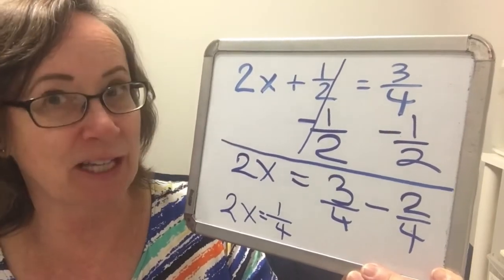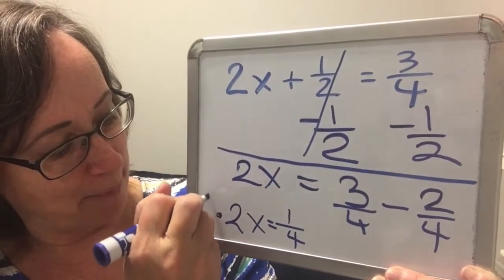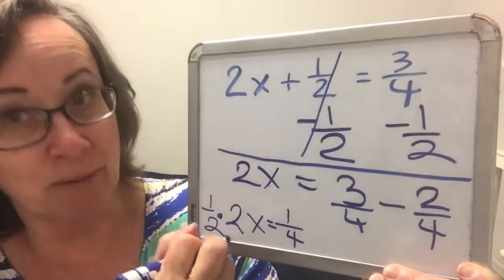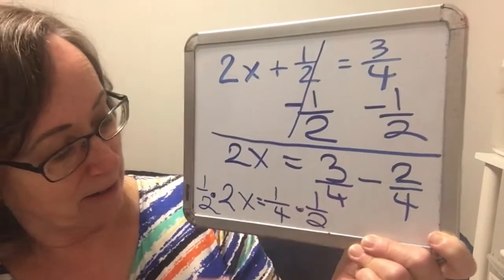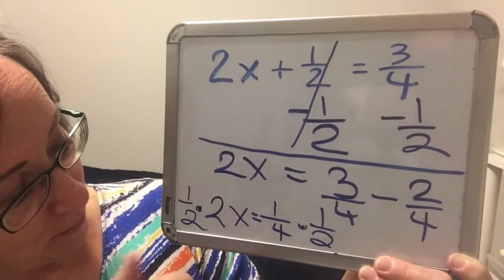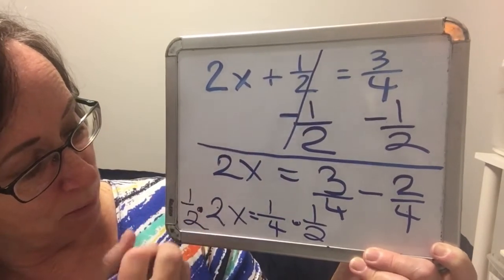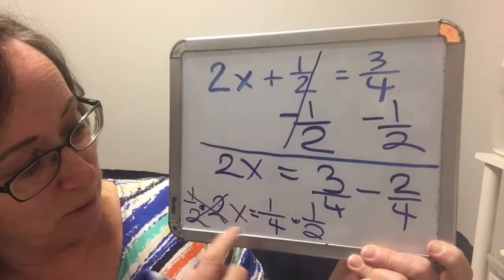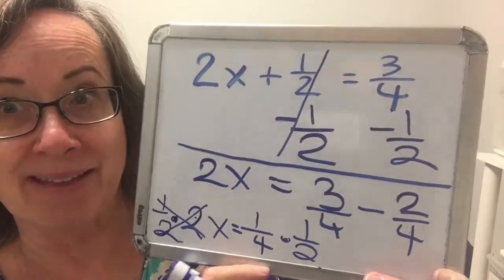Okay, so division is multiplication by a reciprocal. So we're going to multiply by 1/2 to get rid of the 2, and we're going to multiply by 1/2 over here too, to do the same thing to both sides. So now 2/1 times 1/2, those cancel out. We're left with x equals 1/8.